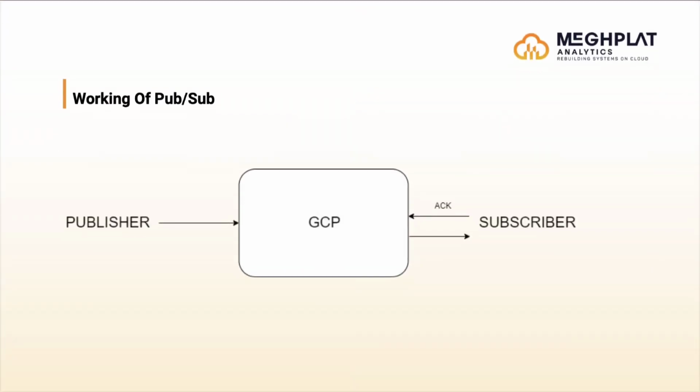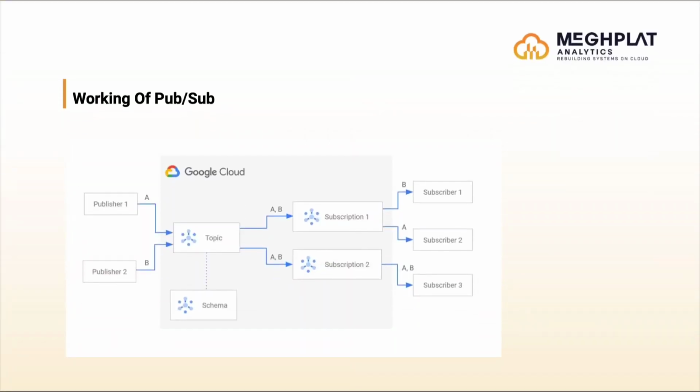Here is how Pubsub works. First comes the publisher. The publisher can be anyone or anything. A publisher sends a message to the Google Cloud. The Google Cloud then sends this message to the subscriber or the receiver and then acknowledges. This is simple, right? Now we will understand how the message inside the PubSub traverses.